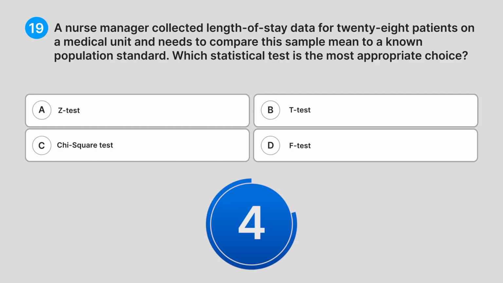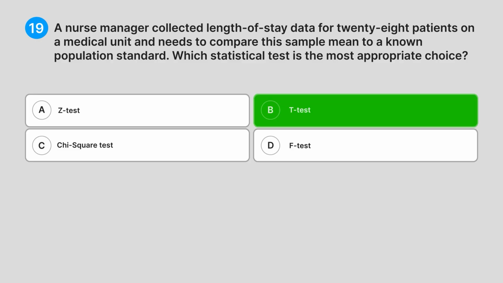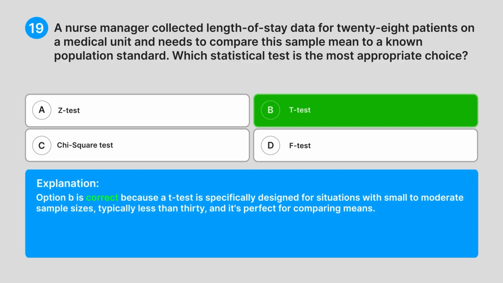Can you guess the answer? Correct answer, B. T-test. Explanation. Option B is correct because a t-test is specifically designed for situations with small to moderate sample sizes, typically less than 30, and it's perfect for comparing means.